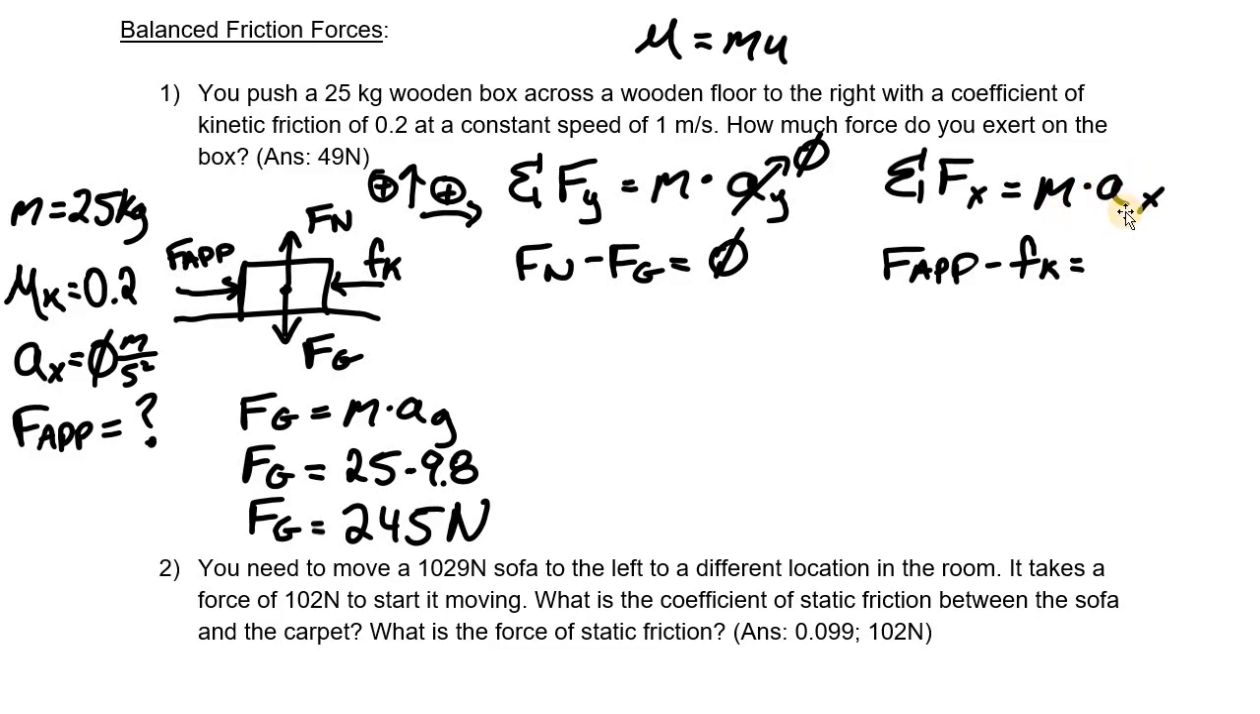We're given that our acceleration in the x direction is 0 because it's moving at a constant speed. That being the case, 0 times any number will also give us 0. And that is where we're going to stop with this problem.